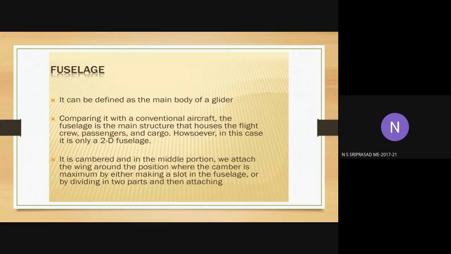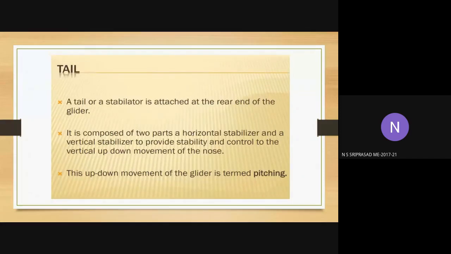Okay. Now fuselage is the body of a plane. We don't usually use the word body in terms of a plane. We use the word fuselage. Okay. Then we have the tail section. The tail section is the last section of a plane, which comprises two basic components. That is the horizontal stabilizer and the vertical stabilizer.